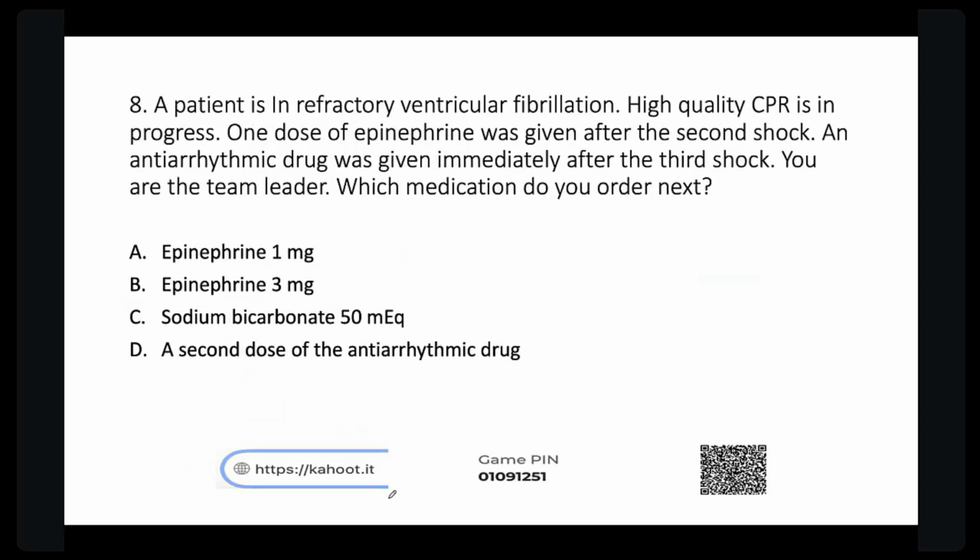Question number 8. If a patient is in refractory ventricular fibrillation, high quality CPR is in progress, 1 dose of epinephrine was given after the second shock, and an antiarrhythmic drug was given immediately after the third shock. You are the team leader. Which medication do you order next? Epinephrine 1 milligram, epinephrine 3 milligrams, sodium bicarbonate 50 milliequivalents. So you can go to Kahoot and put the answer, say right or wrong.